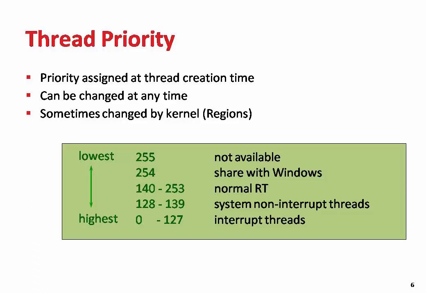INtime schedules threads according to their thread priority. If a thread with a better priority than the running thread becomes ready, it will preempt the running thread immediately. The running thread will go to the ready state.